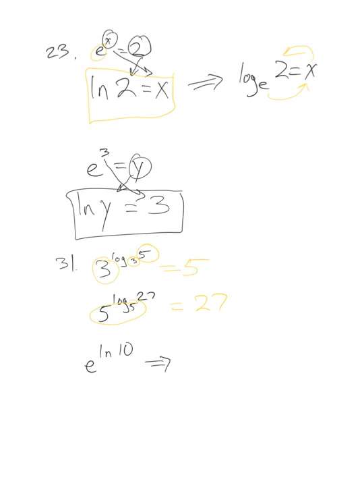And let me just rewrite it for you. That's e log base e of 10. So anytime you see the natural log, it's log base e. So again, if those two are the same, then the answer is just what you have. Okay, so 10 would be the answer for that one.